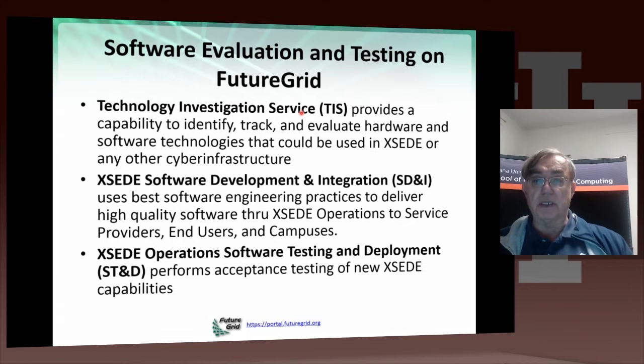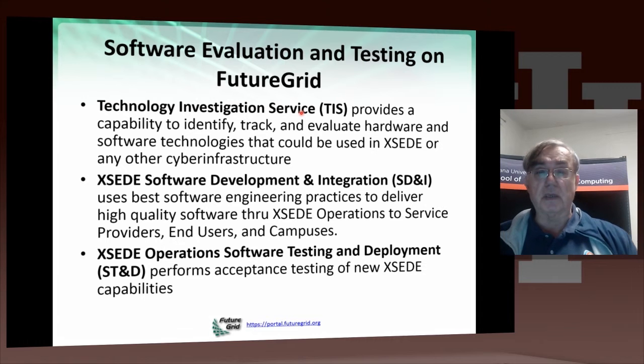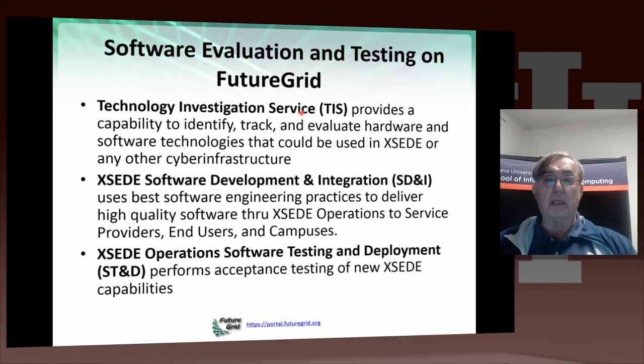One is a Technology Investigation Service, sometimes called TIS, which is a part of Exceed that basically investigates technologies which are not yet deployed on Exceed, to see if they should be employed on Exceed. So using FutureGrid to do that investigation, or partly to do that investigation, is an attractive thing to do.